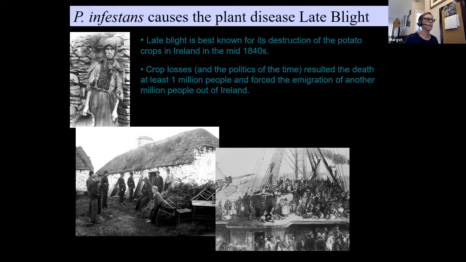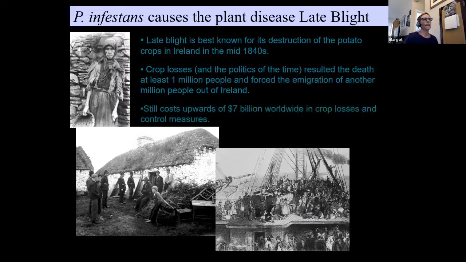That famine happened because of the potato crop losses, which was one of their main sources of food. Even though this disease is often talked about in the context of history and how it changed the course of history for some people, it still is a problem and still costs upwards of $7 billion worldwide in crop losses and control measures. So it's still a problem, and people still research this disease to understand it and control it.